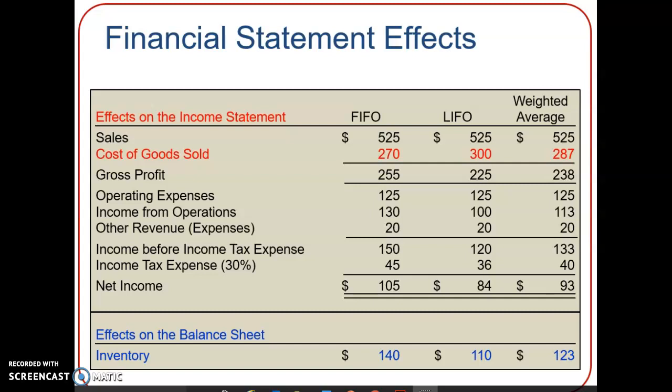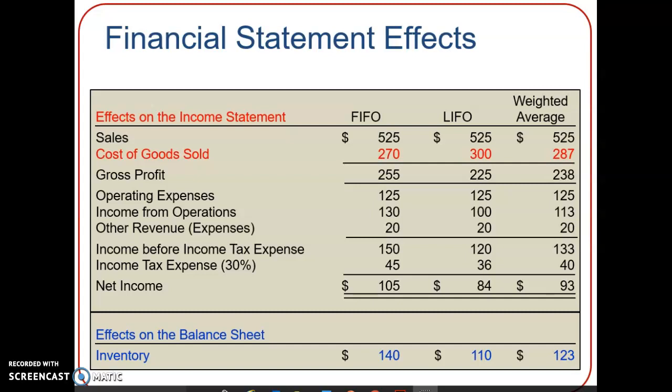So the FIFO is the lowest, the LIFO is the highest, the weighted average is in between. And I want to ask you, why is that the case? And then alternatively, under the FIFO, the value of the ending inventory is the highest. The value of the LIFO inventory is the lowest, and then the weighted average is in between. So I want to ask you, why is this the case? If you want to think about it for a second or pause the video to think about it, that'll be perfectly fine.